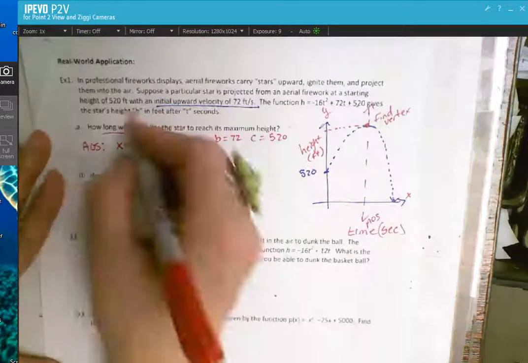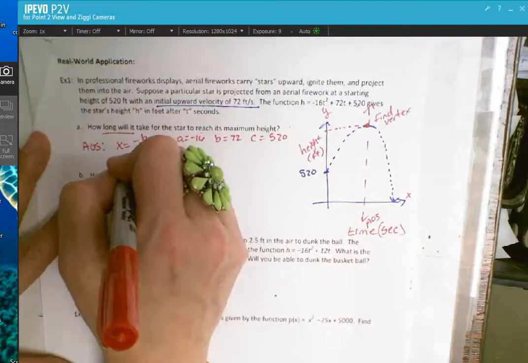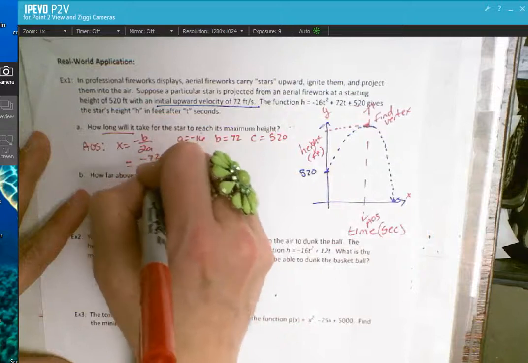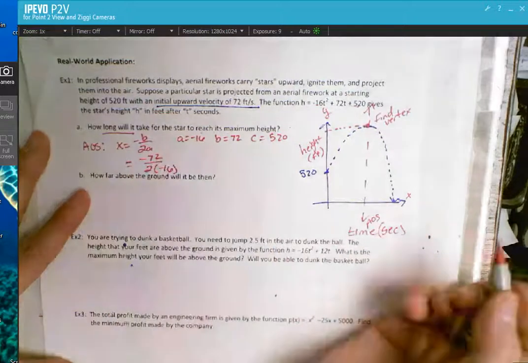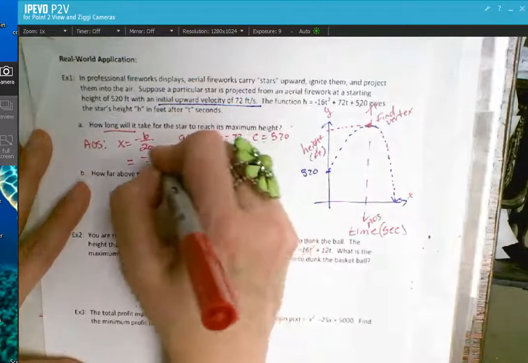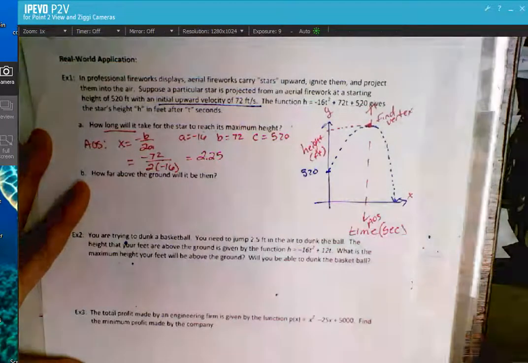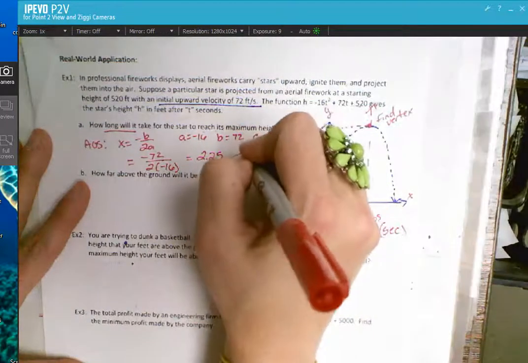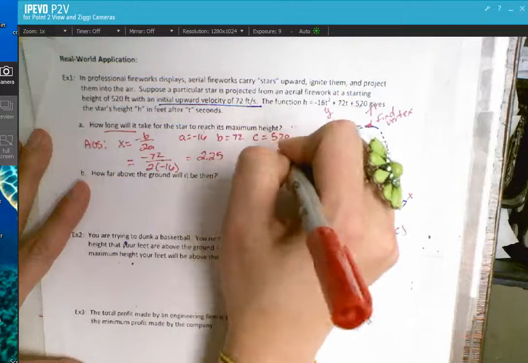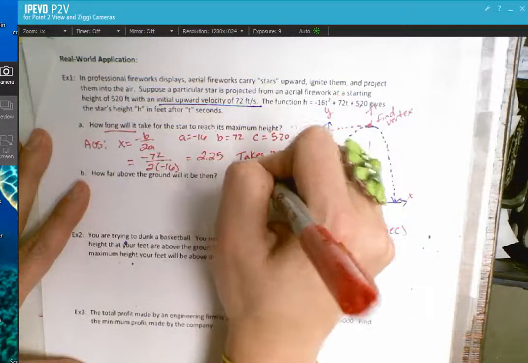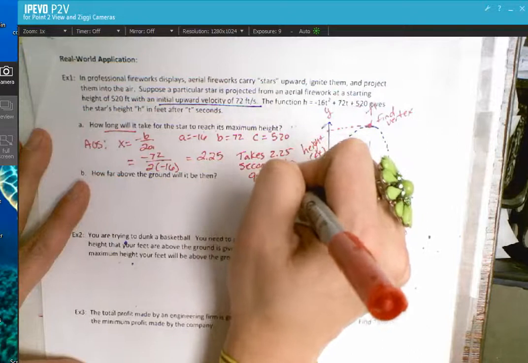So if I substitute in my pieces, I know that it is equal to negative 72 over 2 times negative 16. I put that into my calculator, and I get 2.25, which means it takes 2.25 seconds to get max height.